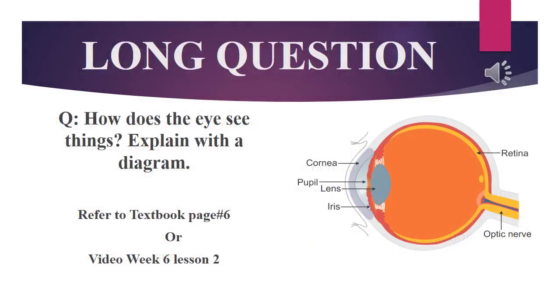Now I will explain the long questions. First long question is, how does the eye see things? Explain with a diagram. For the answer, please refer to your textbook page number 6. Also, you can take help from the video of week 6 lesson 2. The complete answer to these questions is available there. Also, draw the labeled diagram of the internal structure of the eye. This is all about the first long question.